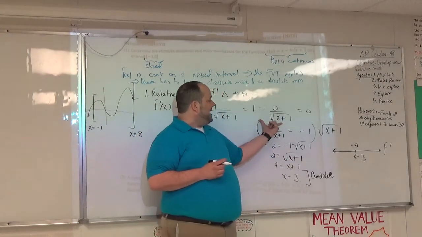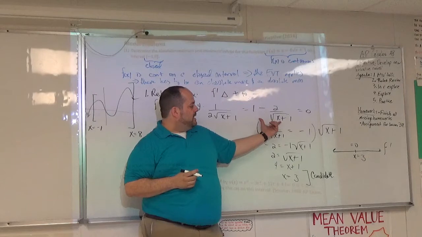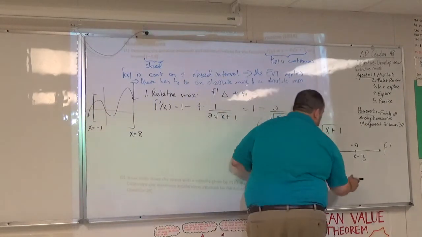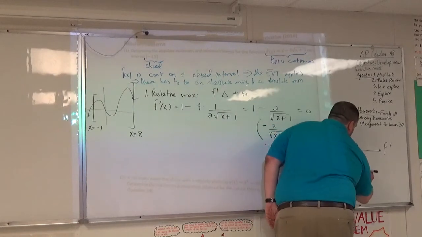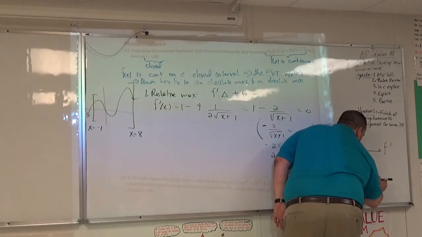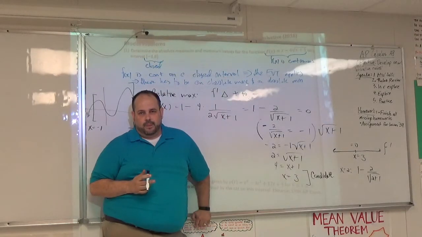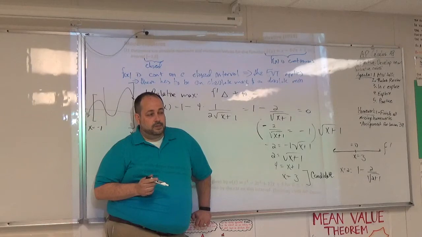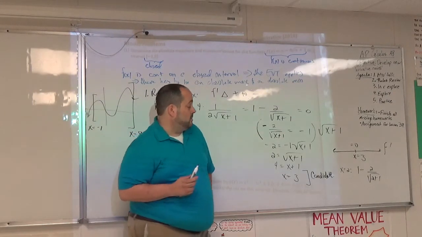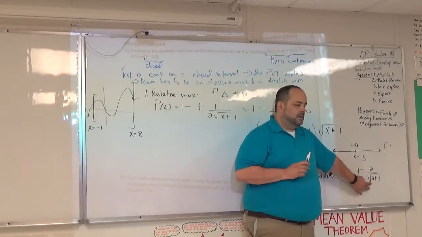So you want to come back here and think, okay, what's going to happen? If I picked x equals 2, if I plug in 2, we're going to get 1 minus 2 over the square root of 2 plus 1. 2 plus 1 is 3. Square root of 3. 2 over the square root of 3. It's going to be negative.